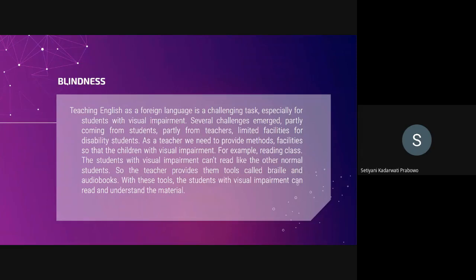As a teacher, we need to provide methods and facilities so that children with visual impairment can learn. For example, in reading class, the students with visual impairment can't read like the other normal students. So the teacher provides them tools called Braille and audio books. With these tools, the students with visual impairment can read and understand the materials.